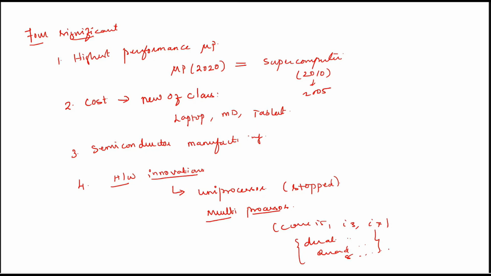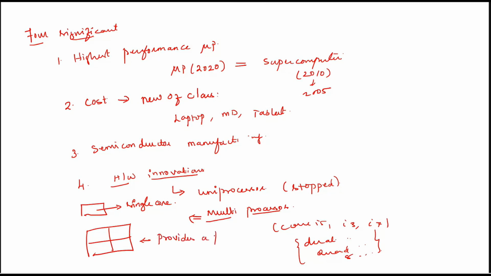Because when I talk about a multiprocessor, this is the one which provides a path forward. When it is a uniprocessor, you will have a single core. When you take a multiprocessor, you have multiple cores. When you have multiple cores, what does it provide? It provides a path for what? Can anyone say?